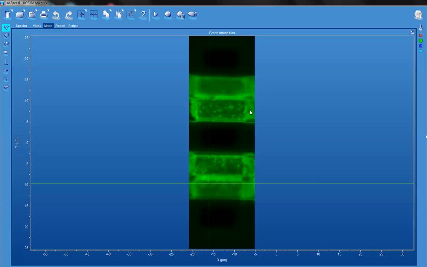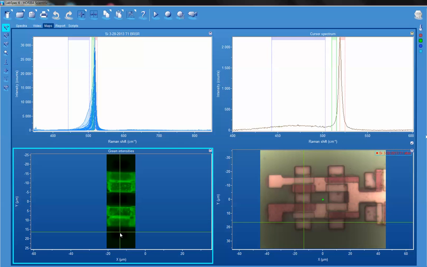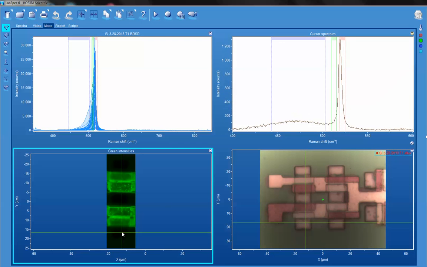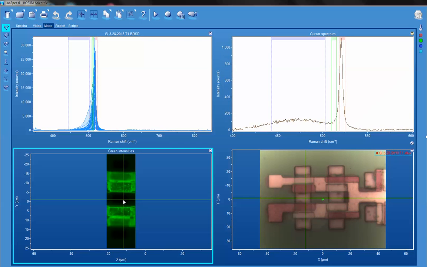Now, let me go back a moment to our image, and you see that on the implants, as I mentioned before, there's substantial Raman scattering in the area of amorphous silicon. And so if we take a green to blue ratio, then the implants should appear fairly dark. And in fact, that's what we see.